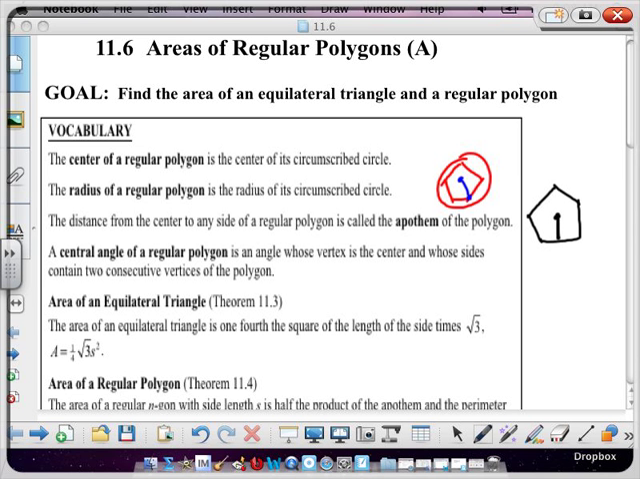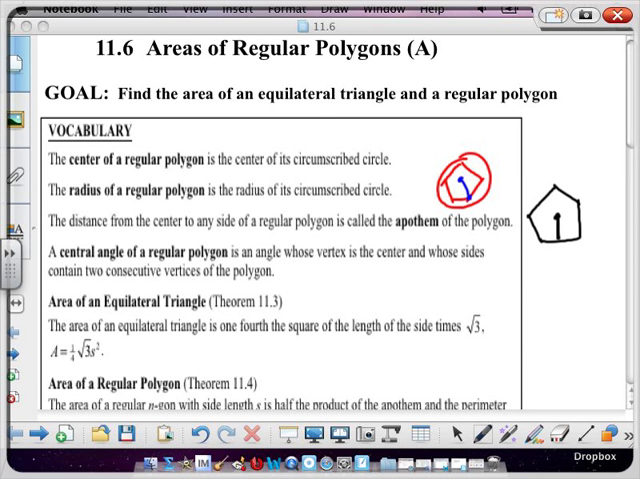The area of an equilateral triangle is 1/4 of the square of the sides times the square root of 3. So the area for an equilateral triangle is area equals 1/4 square root 3 s squared. There are other ways to figure out the area of an equilateral triangle, but this is in case you wouldn't know the height of that equilateral triangle. It makes it a little bit easier.